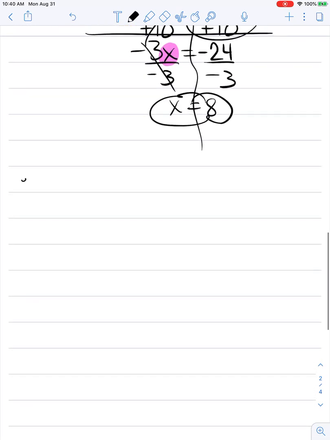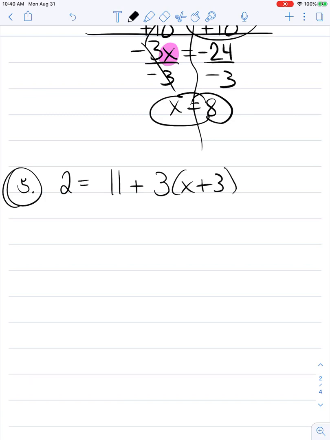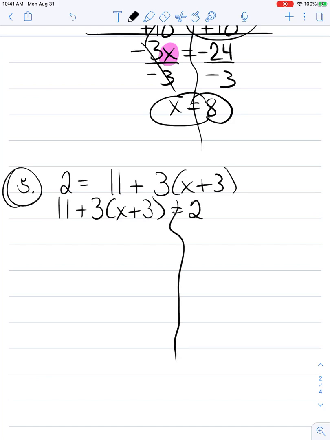Guys, take a look at this one. So I have 2 equals 11 plus 3 times (x plus 3). What do you notice about this one? Actually, I don't even want to split that yet. That looks crazy different, but it's not. All you have to do is flip it. So I'm going to say 11 plus 3 times (x plus 3) equals 2. Now I'm going to split it and do it just like normal.